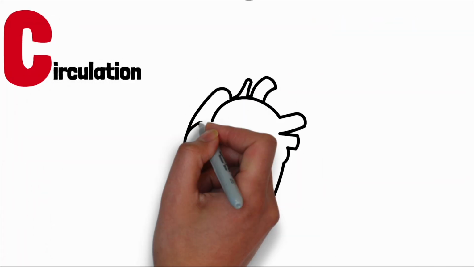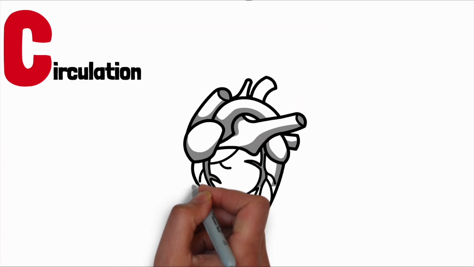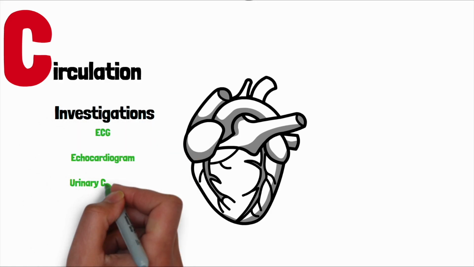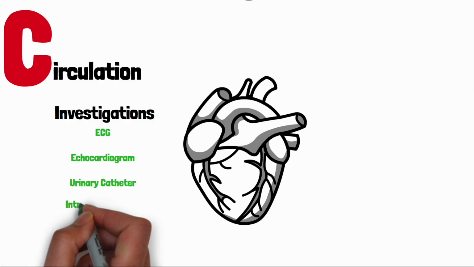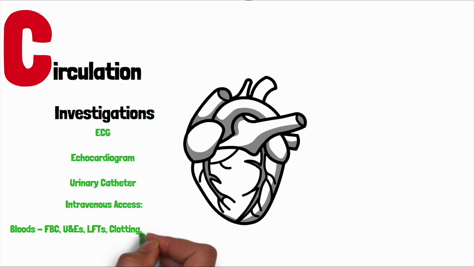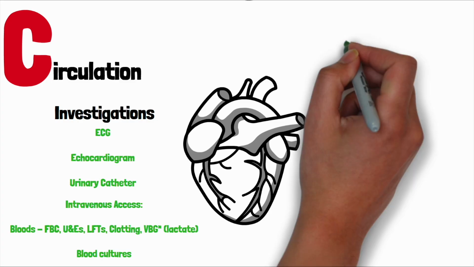Investigations that may support your diagnosis include an ECG, echocardiogram, and inserting a urinary catheter to measure urinary output. It is also really important to think about establishing IV access at this point. This will allow you to take bloods, a VBG if you haven't done an ABG in order to get a lactate reading, and blood cultures.